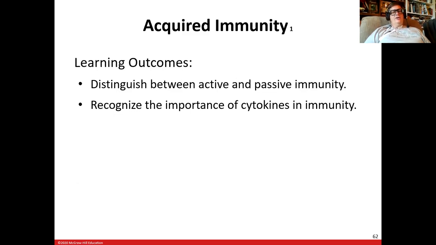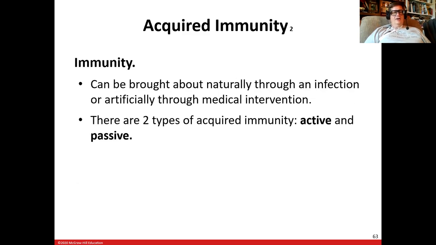Let's talk about acquired immunity, the difference between active and passive, the importance of cytokines, which we've mentioned in passing already. All right, so you can have natural immunity, like, oh, I got an infection and now I'm immune to that. An example of that would be like chickenpox, or artificially through medical intervention. An example of that would be something like, oh, that person got bitten by a rabid squirrel. Give them injections of antibodies so their body can fight the infection.